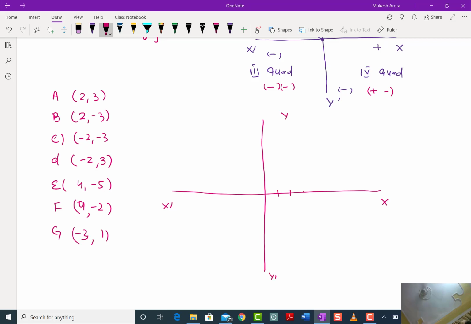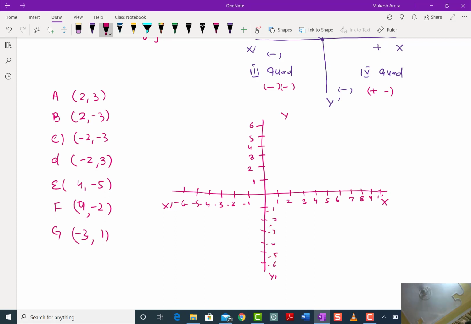So 1, 2, 3, 4, 5, 6, 7, 8, 9 and 10. 1, 2, 3, 4, 5, 6, 7, 8, 9 and 10. 1, 2, 3, 4, 5, 6. This gap should be uniform, and when you use graph paper, the squares are already there, so it will not be difficult for you to draw this minus. This is 1, 2, 3, 4, 5 and 6.